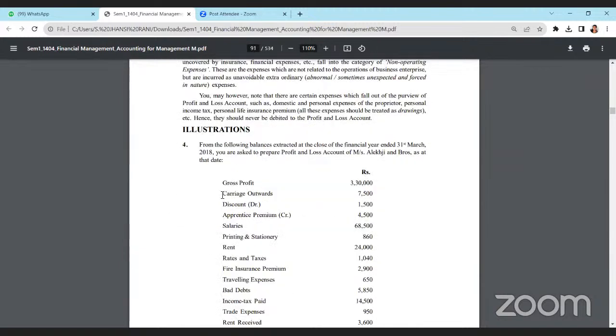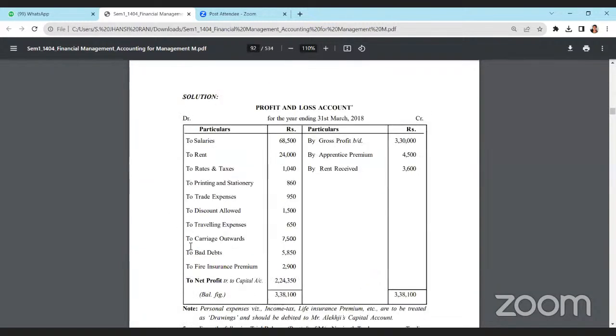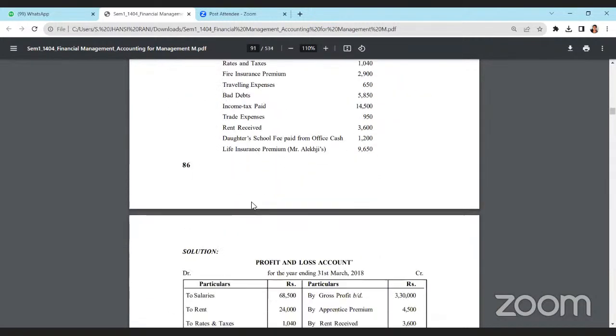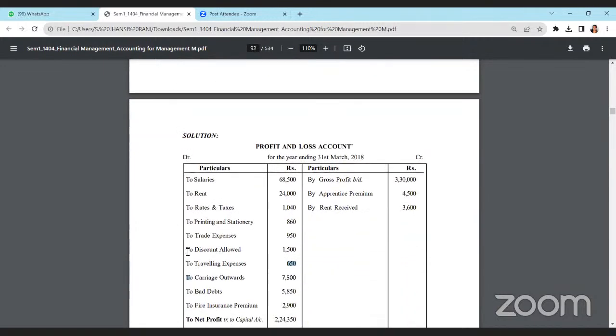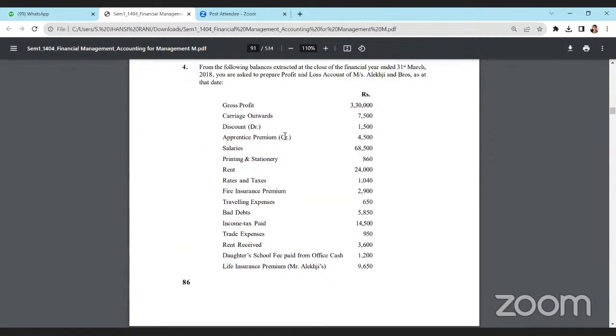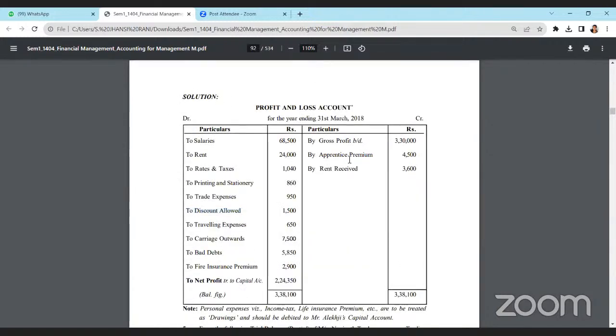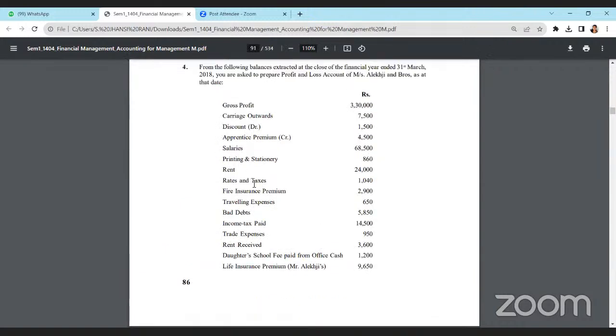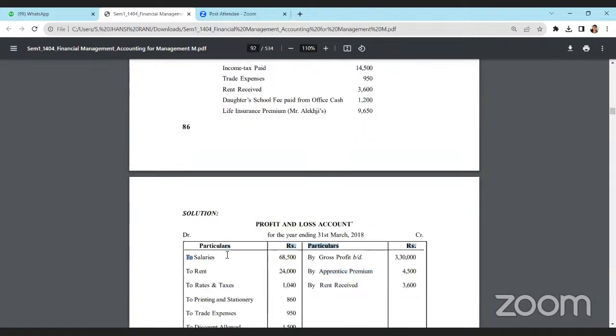Next is carriage outwards, it's an expenditure. So written here, carriage outwards on expenditure side. Next, discount, debit means I said it's a loss to us. So here they have given discount allowed. Next, we have apprentice premium. As it is given in the bracket, CR means the income to us. So written on the credit side by apprentice premium. Next, we have salaries. It's an expenditure to us. So here the first point itself is on the debit side, salaries.